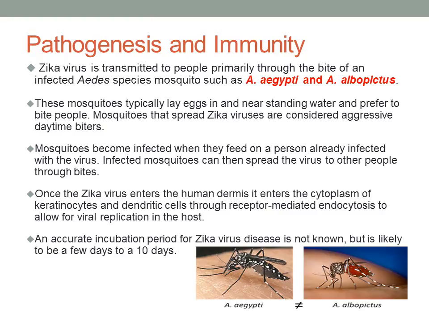Mosquitoes become infected when they feed on a person already infected with the Zika virus. Infected mosquitoes can then spread the virus to other people through bites. Once the Zika virus enters the human dermis, it enters the cytoplasm of keratinocytes and dendritic cells through receptor-mediated endocytosis to allow for viral replication in the host. An accurate incubation period for Zika virus disease is not known. However, it is likely to be a few to 10 days.